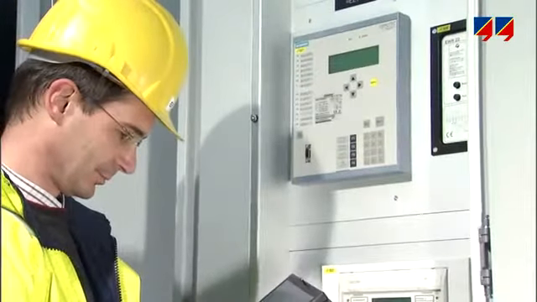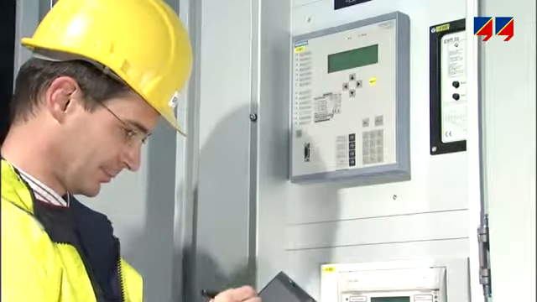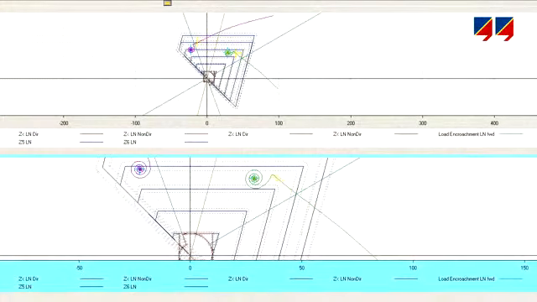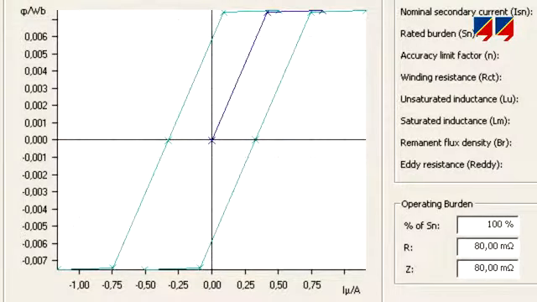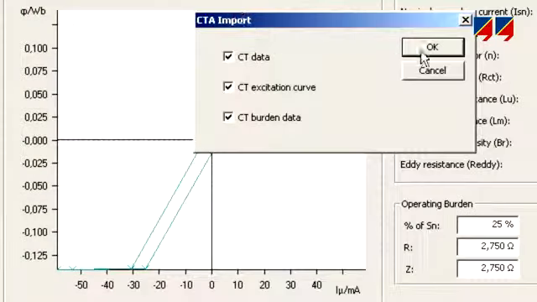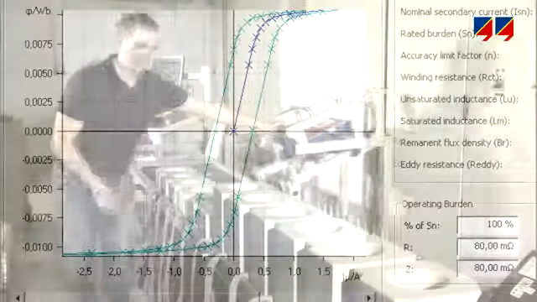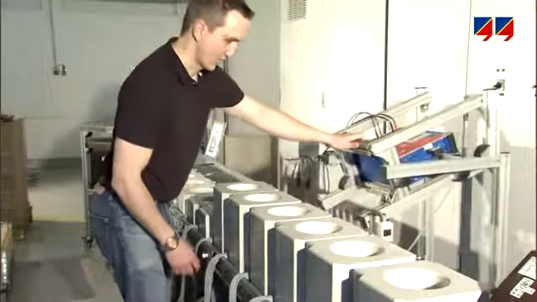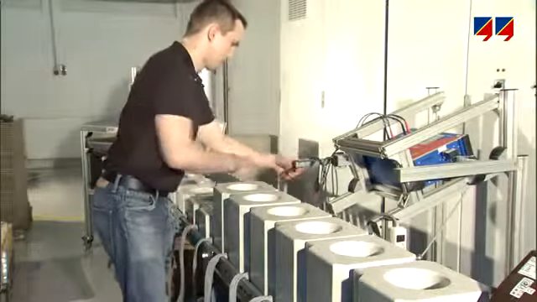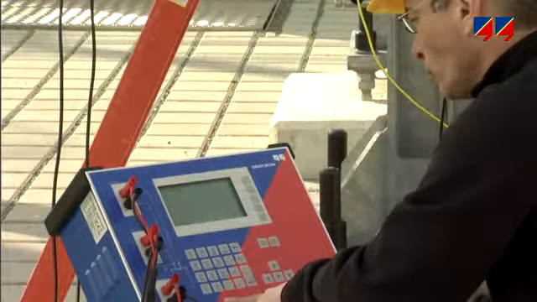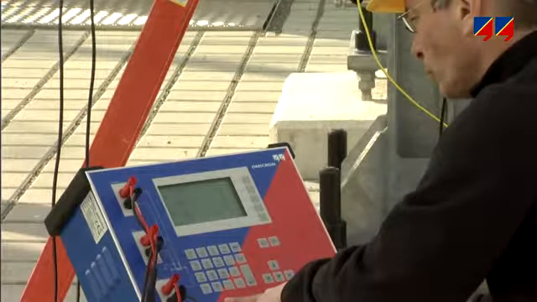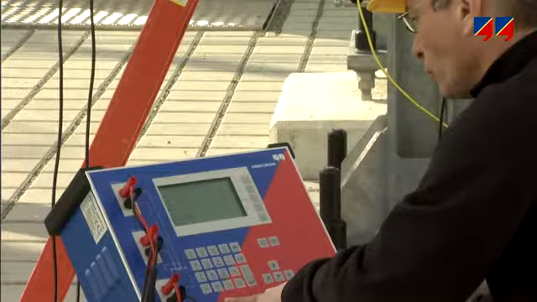For the analysis of unexpected protection behavior using network simulation programs, the calculation of electrical fault currents can be based on actual CT parameters measured by and exported from CT Analyzer. For manufacturers and for utilities, CT Analyzer is an efficient and easy-to-use instrument for comprehensive testing of protection CTs and CT schemes.